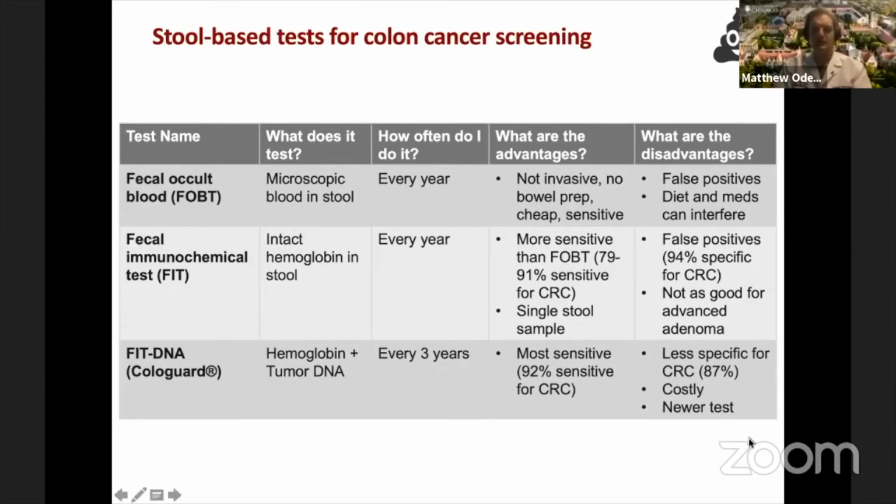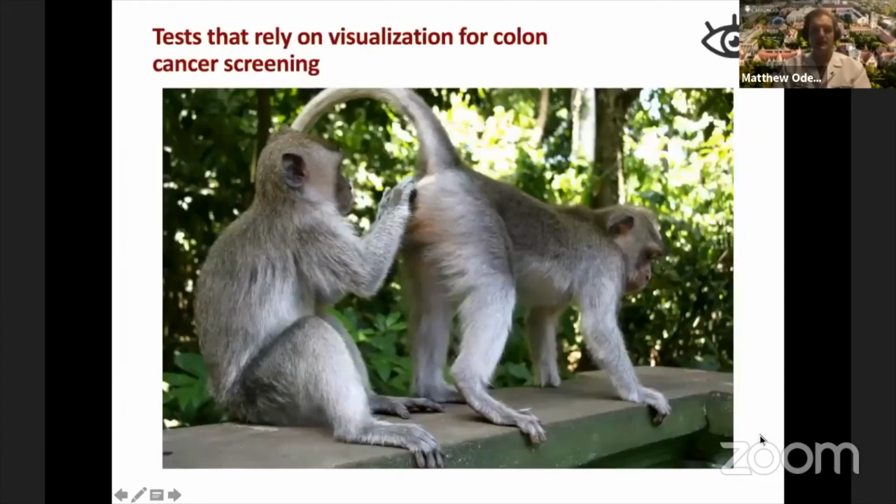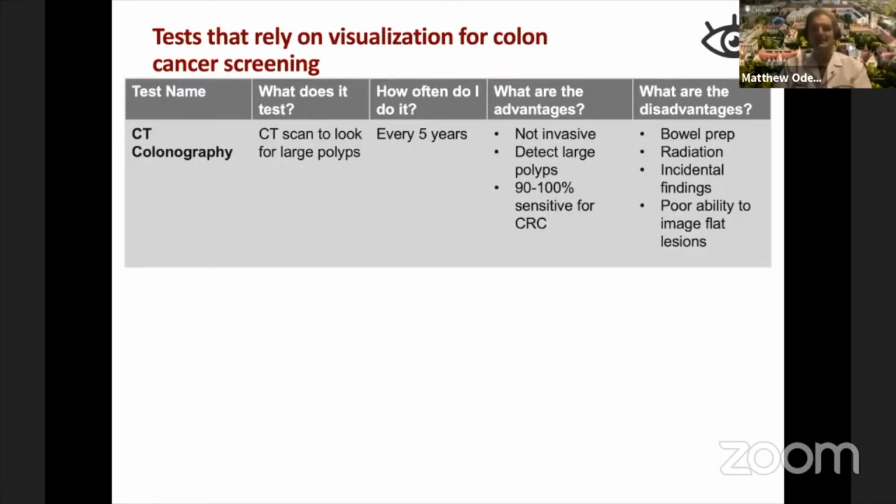So there's still quite a bit to be learned about. So next we'll talk about directly visualizing the colon for colon cancer screening. And many patients feel like this is what we're doing, with me as the gastroenterologist on the left and the patient on the right. And sometimes it's not too far off. So we'll talk a little bit about these tests in a second.